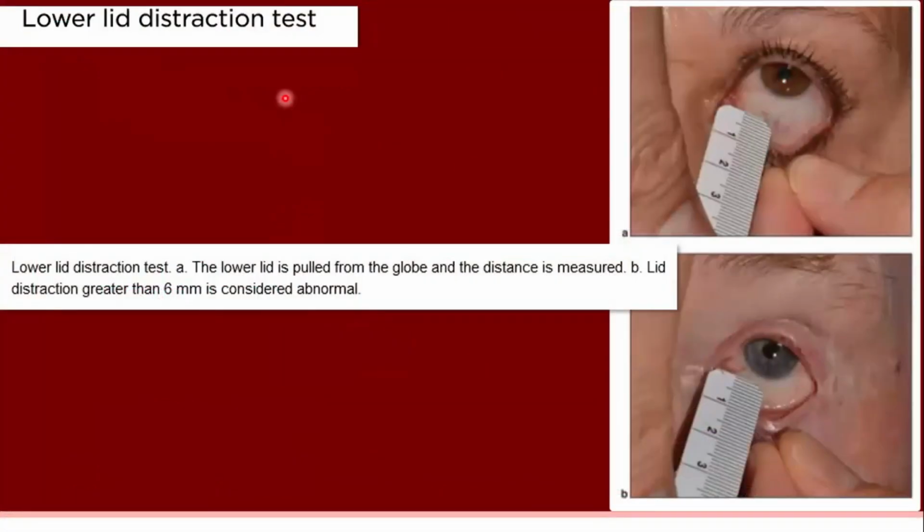So this again, the distraction test. Since there is no medial or lateral, we mean here to pull the lower eyelid anteriorly. Ideally, you have to measure the amount of distraction, the amount of displacement here.